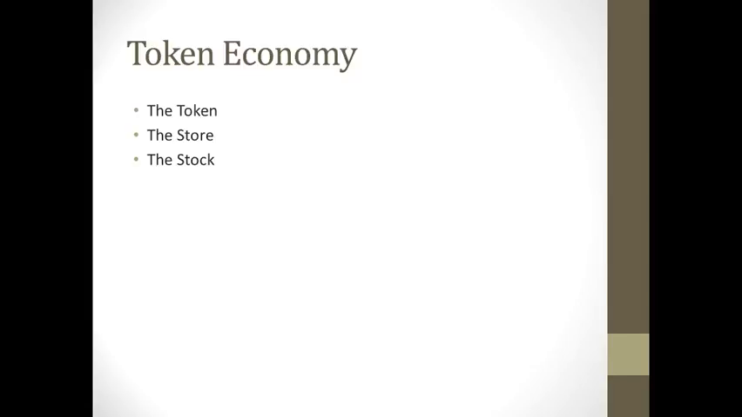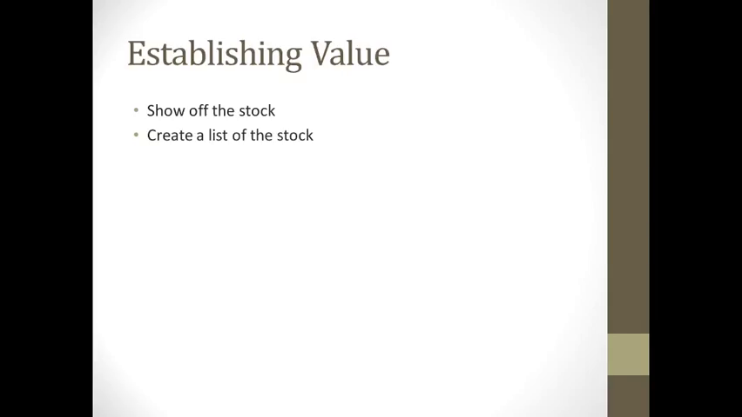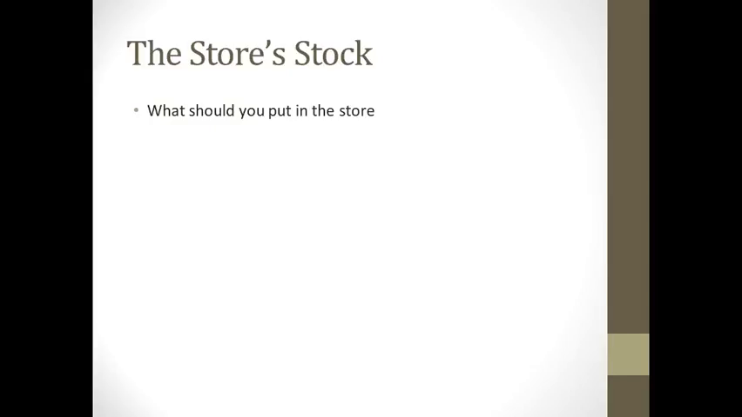This can be difficult at times, but there are a few ways to establish value in tokens. One way that I've learned to be effective is to show the individuals the store itself. Show off the products and continually remind the individuals of what they can buy with the tokens. Another way to establish value is to have an item list. This can be pictures or words, along with the amount of tokens that are required in order to buy each item.